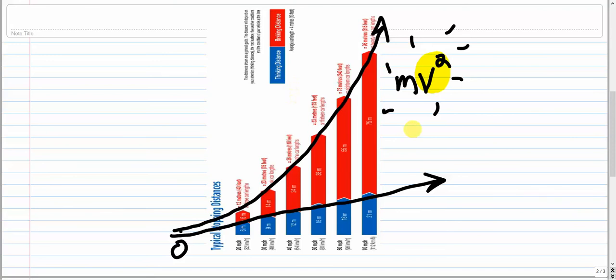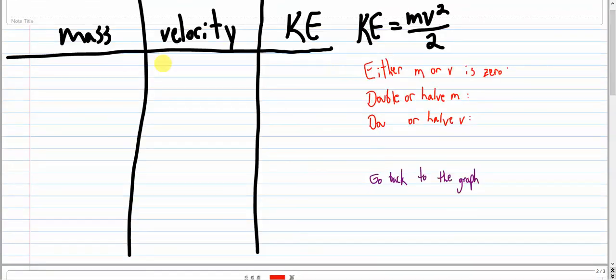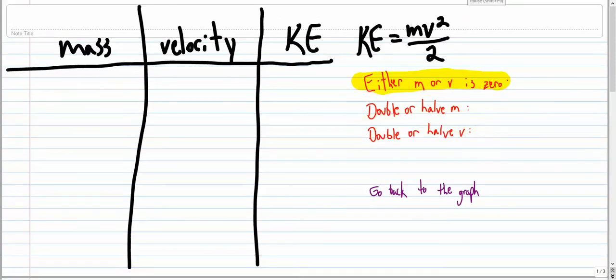So I'm going to mess with the equation. What I did was I made myself a table and I asked myself 3 questions. What happens if either m or v is 0? What happens if I double or half my mass? And what happens if I double or halve my velocity? Looks like I lost some of my letters here. Okay, so I stuck those letters back in, and let's just start with this one.